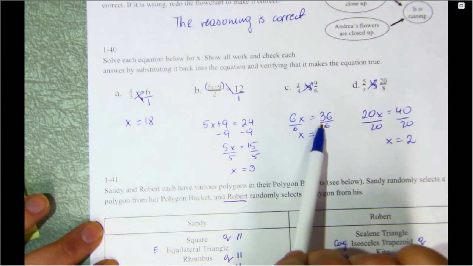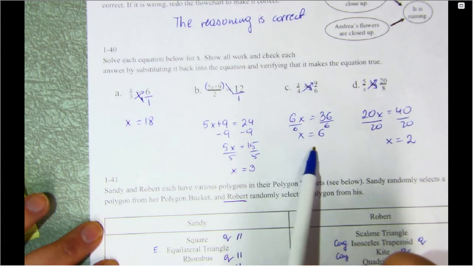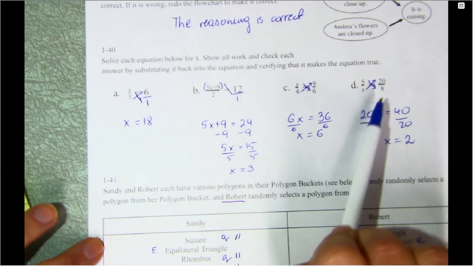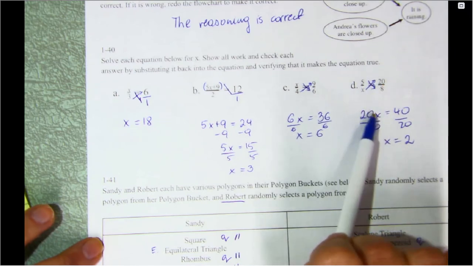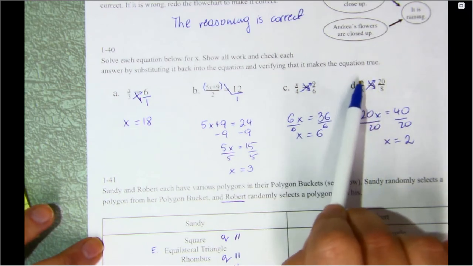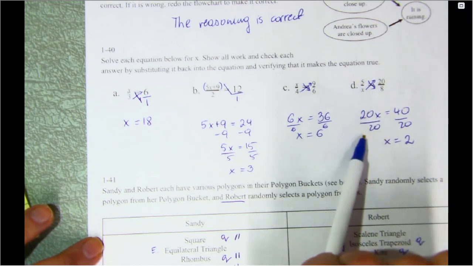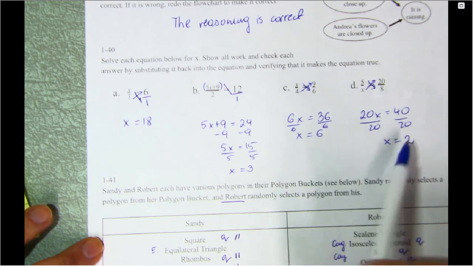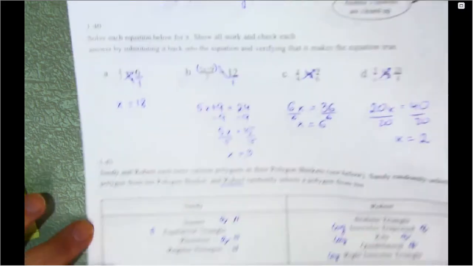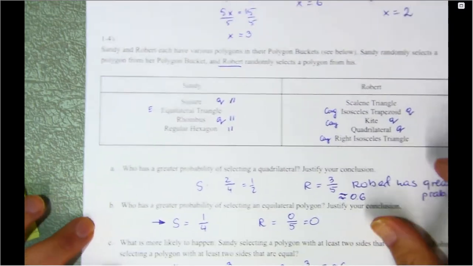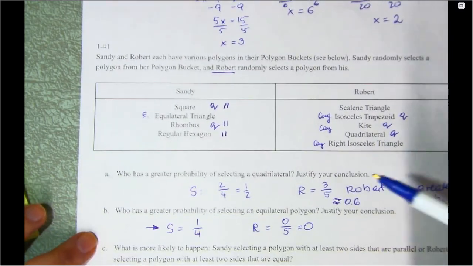Again, cross multiply. 6x equals 36, divided by 6. x is 6. Cross multiply. 20x equals 40, divided by 20. x equals 2. Okay, and a little bit of probability with our polygons.